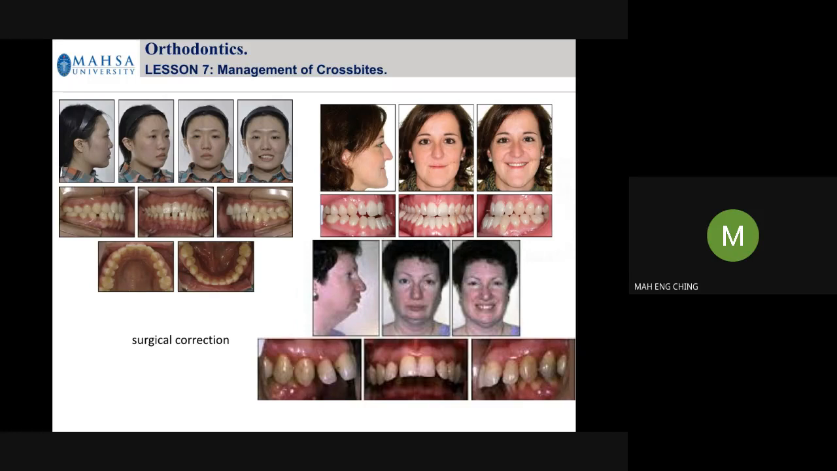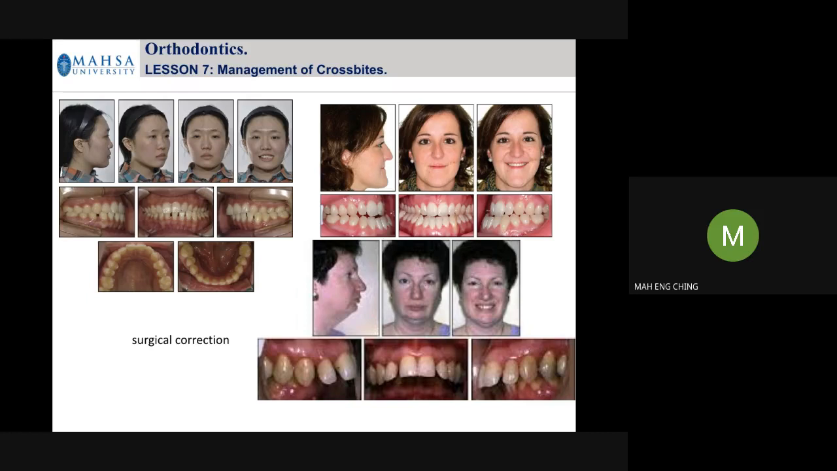Okay, so you see for the left pictures, we have a unilateral posterior crossbite and maybe extended to the anterior a little bit. But this one can be corrected even without surgery. You can use the braces to do it.